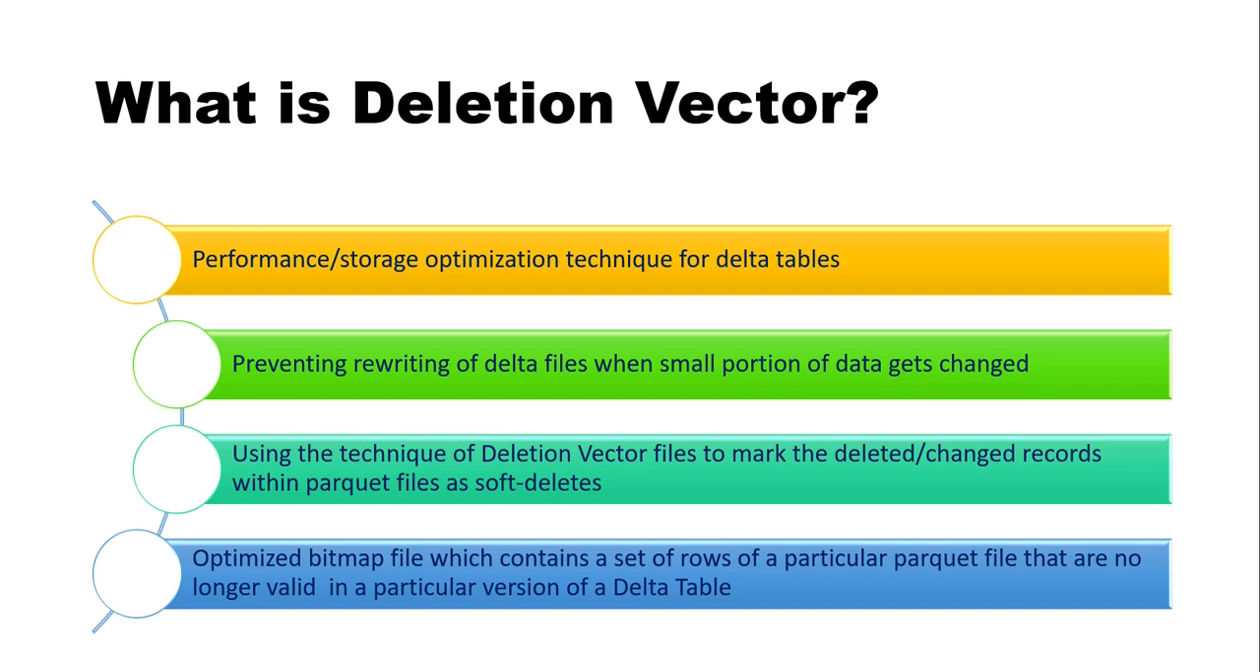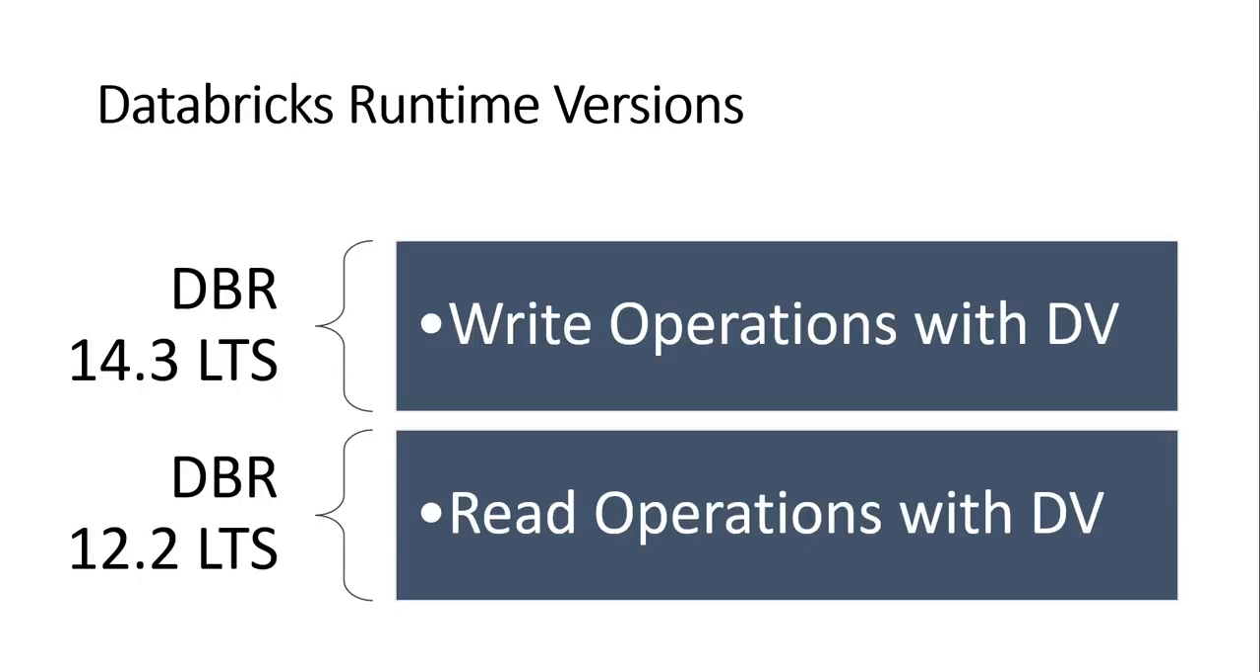So basically, deletion vector is nothing but an optimized bitmap file which contains a set of rows of a particular Parquet file that are no longer valid in a particular version of the delta table because they got deleted or updated. Right. I hope you understood what is deletion vector and how important it is. In case you have decided to use deletion vector in your development, then to create a deletion vector enabled delta table for write operations, we have to use the Databricks runtime version minimum of 14.3 LTS.